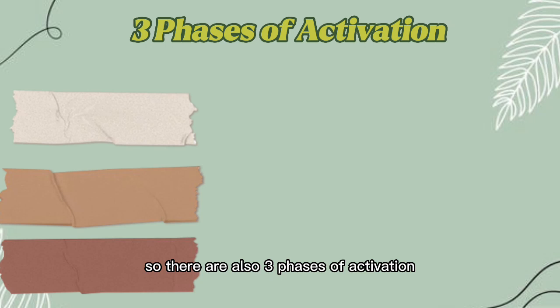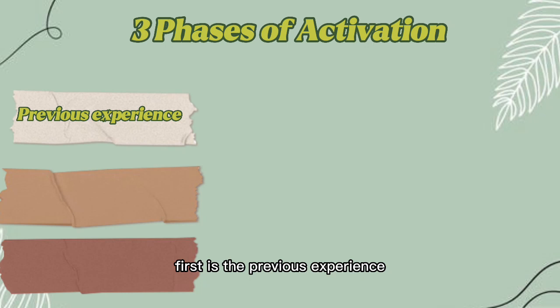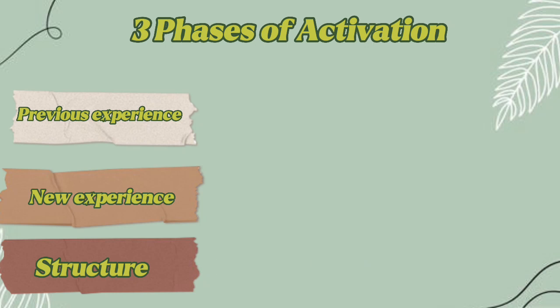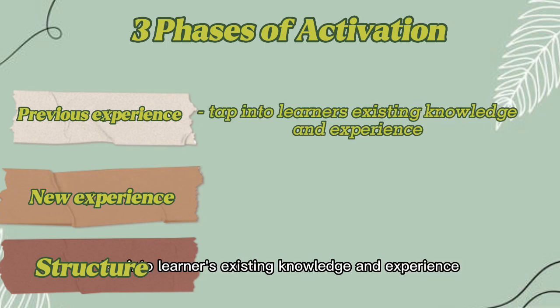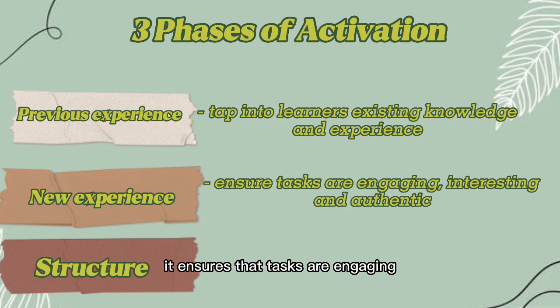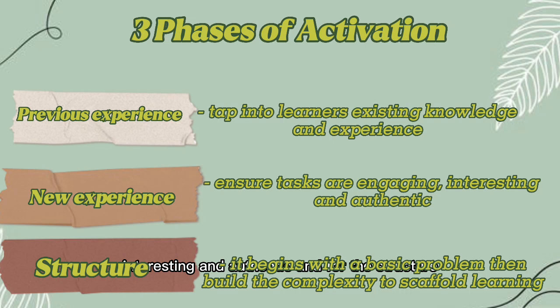So there are also three phases of activation. First is the previous experience. Second, new experience. And last is the structure. To fully understand previous experience, tap into learners' existing knowledge and experience. Second, new experience ensures that tasks are engaging, interesting, and authentic. And for the structure, it begins with a basic problem to build the complexity to scaffold learning.